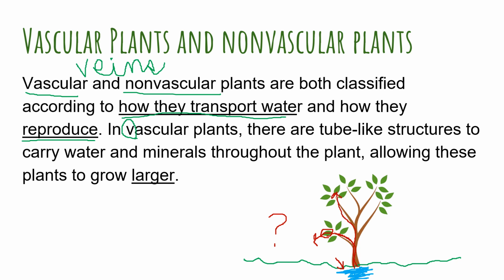Now, if this plant did not have veins or tubes, okay, then the top part of the plant would die off because it wouldn't be able to get to the water, while the bottom part would be able to continue living. So that's just one of the differences there. So for vascular plants in particular, they do have these tube-like structures.